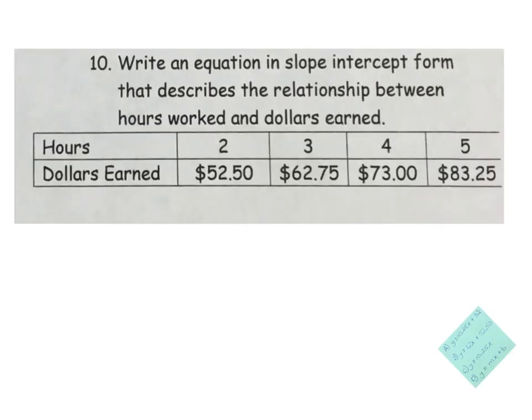All right, and then lastly, number 10, write an equation in slope-intercept form that describes the relationship between hours worked and dollars earned. Okay, so y equals mx plus b again. Okay, so we have to find the slope of this, and that's going to be, what's the difference between the y, and then what's the difference between the x, and then we put y over x to get the slope, and then we've got to go backwards to 0 hours to find out how many dollars are earned at 0 hours. That's going to be your y-intercept.